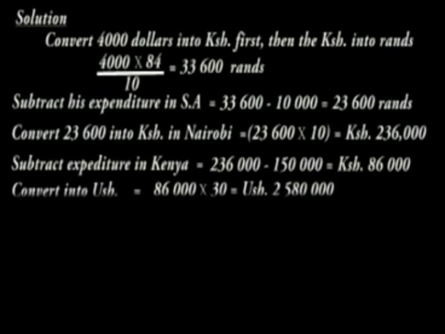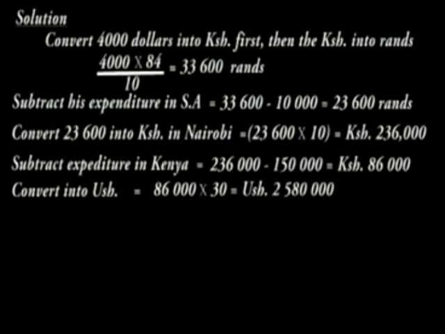He travels with this money to Uganda and converts into Uganda shillings. The exchange rate there is 30 Uganda shillings for every Kenya shilling. So we multiply 86,000 by 30, and we have 2,580,000 Uganda shillings.